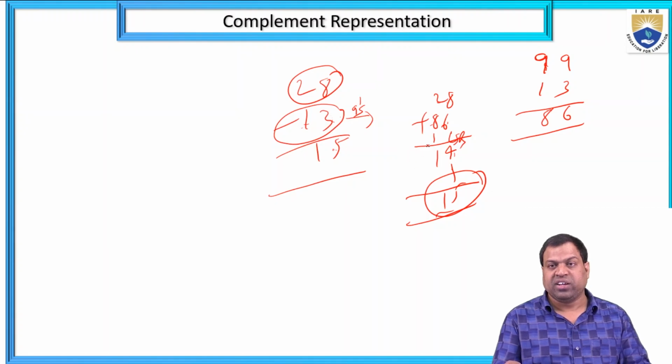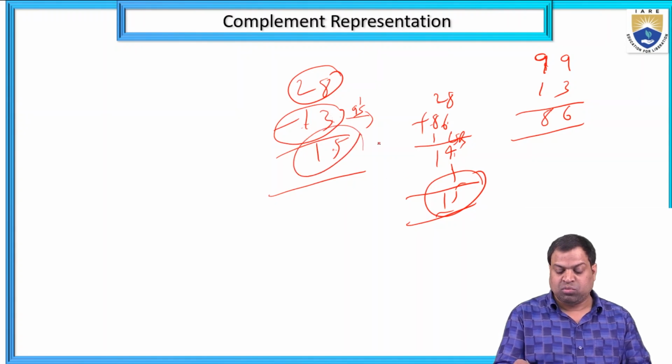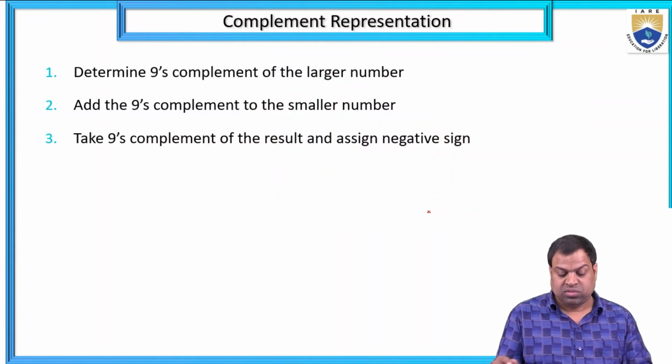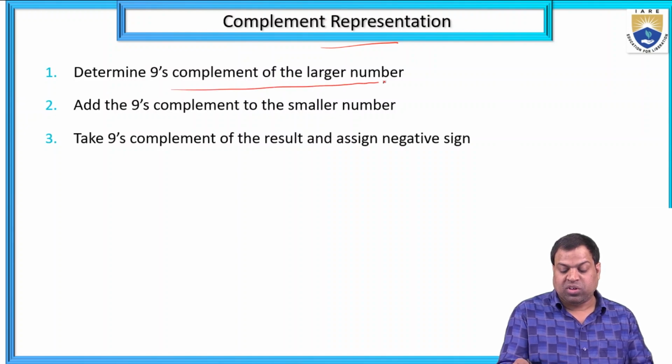The last digit is the carry. This carry I removed and added to the LSB. 14 plus 1, 15. So both are the same. Yes. Next, 9's complement of the large number.